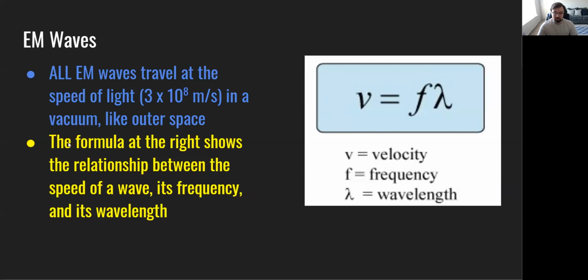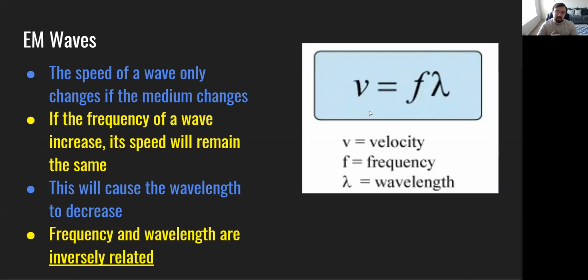And we have a formula that shows the relationship between 3 different things: the speed of a wave, frequency, and wavelength. It's a very simple formula, and it's right here on the right. V is velocity, the speed of the wave. F is, of course, frequency. And this upside down Y is the Greek letter lambda, and it stands for wavelength. So this formula is going to stay up here on the slides a few more times.